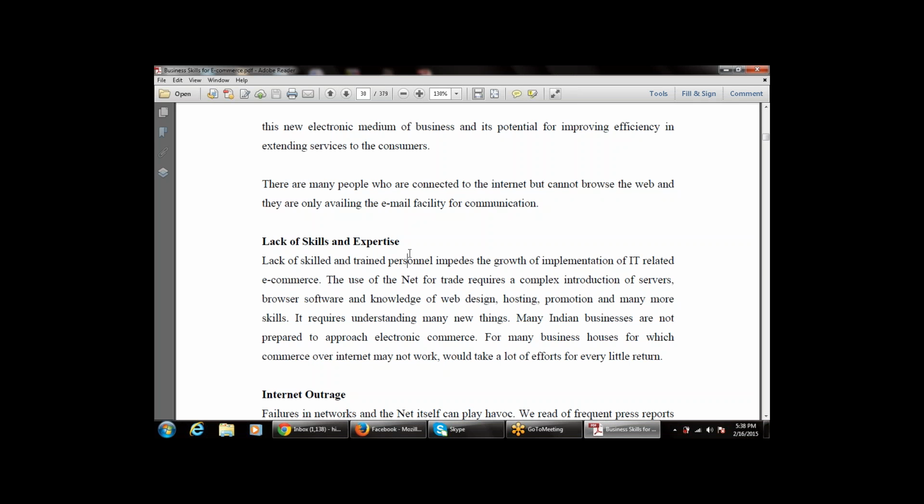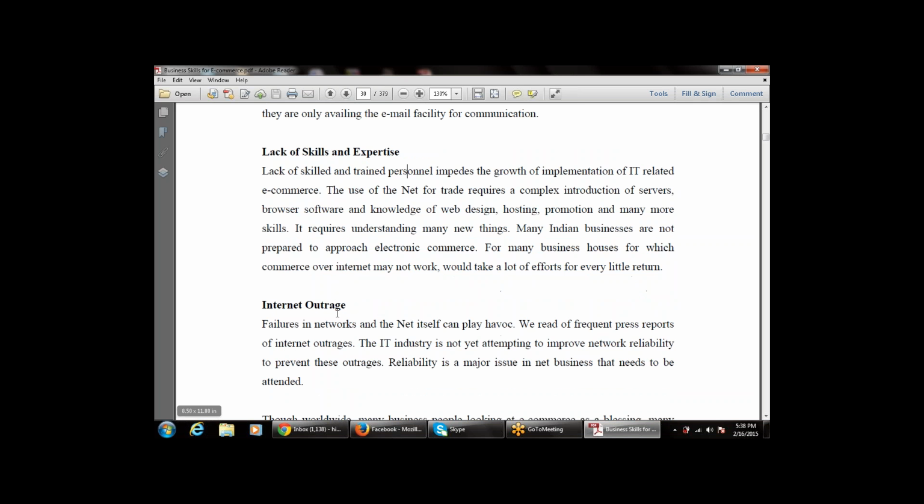Now the next is internet outage. Failure in networks and the net itself can play havoc. That is, if there is a failure in the network, the net itself can play havoc in the networking. So we read frequent press reports of internet outages.